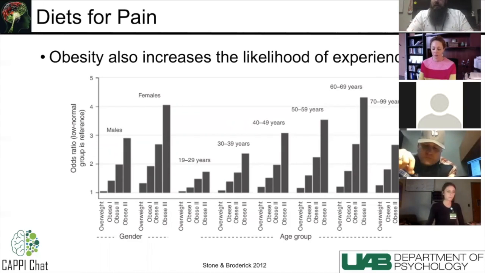So, looking at what your odds of having pain yesterday were, what you can see across the ages and across the sexes, as the level of obesity goes up, your odds of having pain yesterday also go up. That should be pretty clear here. So individuals that are morbidly obese have a much higher likelihood of having pain yesterday or having pain.